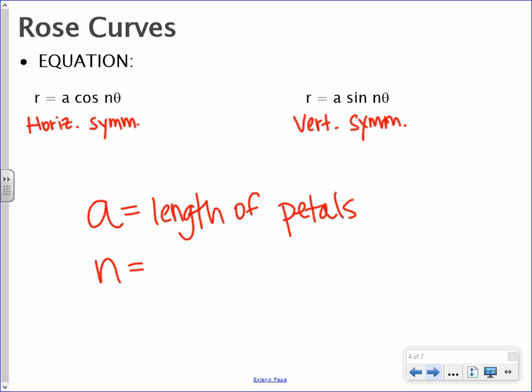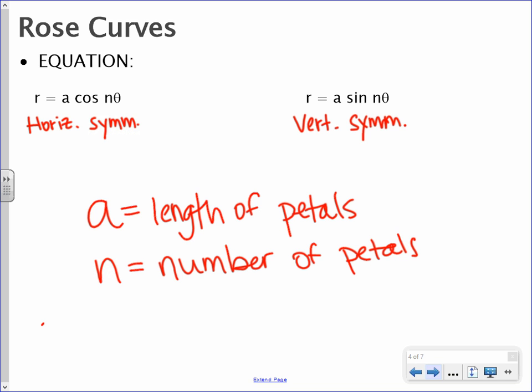N is the number of petals. Okay. N is the number of petals. And is it as simple as there are N petals every time? No, that was kind of crazy yesterday, right? Some of you were like, I don't know how many petals they're supposed to be, but then when you figured out the pattern, it was, oh, okay, that makes sense. So Kira, tell us what happens with our petals.